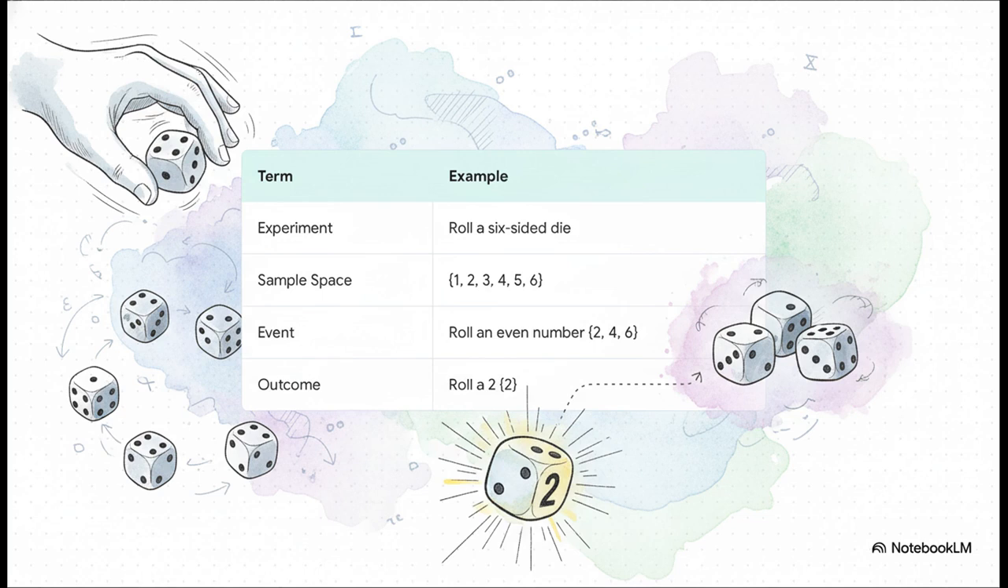So let's pull all 4 of these ideas together with this one easy example. The experiment is just rolling the die. The sample space is all 6 of those possible numbers. An event we might care about is rolling an even number, which covers the outcomes 2, 4, and 6. And if you roll it and a 2 comes up, that specific result is your outcome. See how they all nest inside each other? It goes from the general action right down to the specific result.